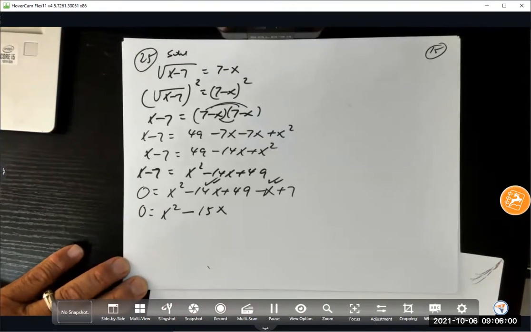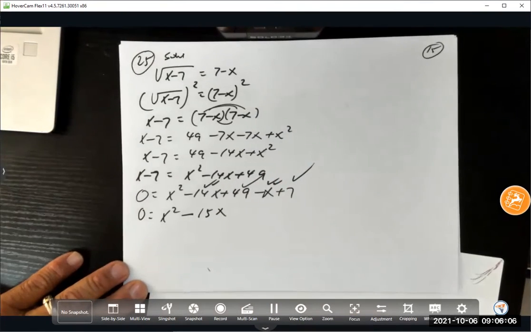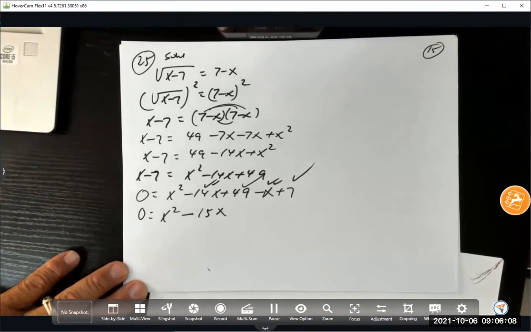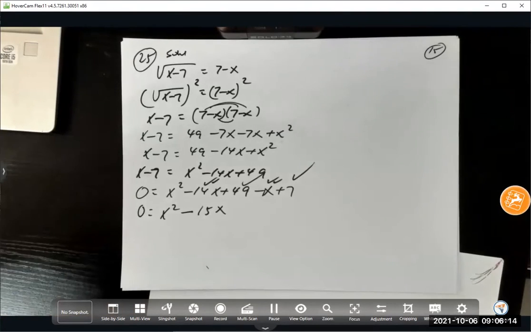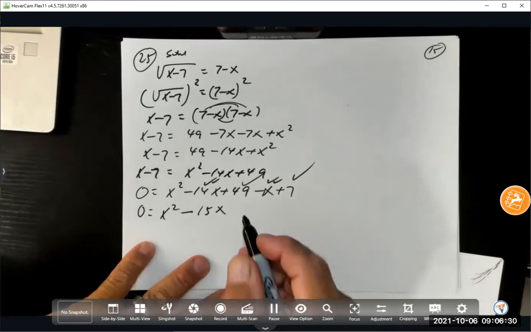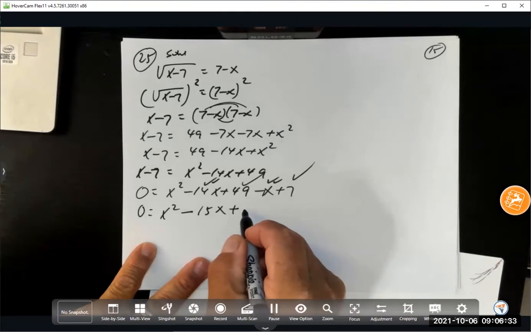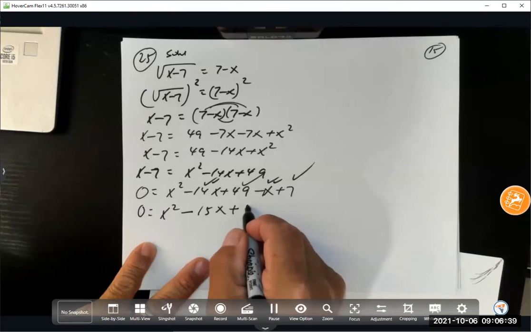That'll be 15x. Yes. And then what is the 49 and the 7 together? How much is that? Do it in the calculator. 49 plus 7. All right, give me a number. 49 plus 7 is 56. Hey, there you go.